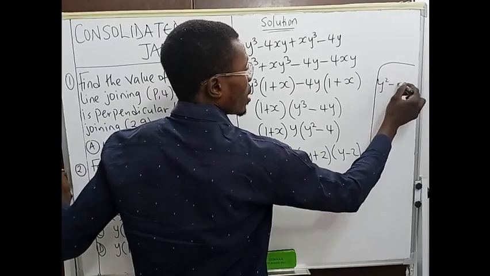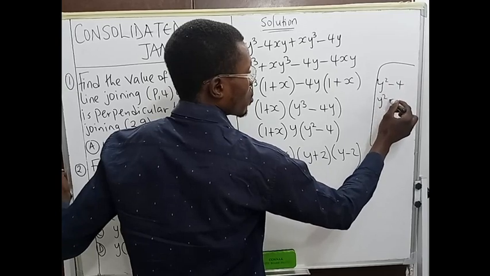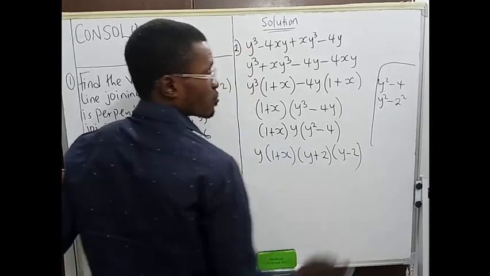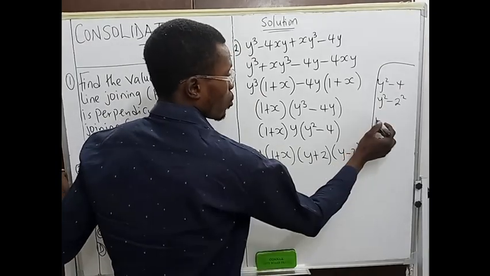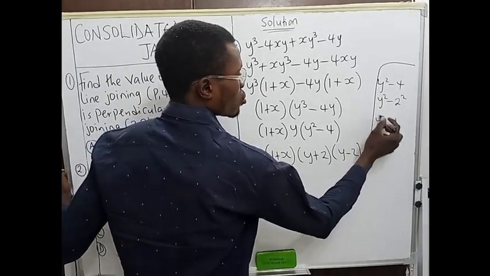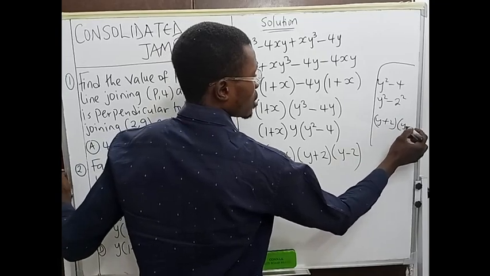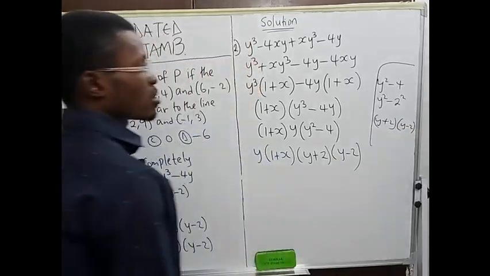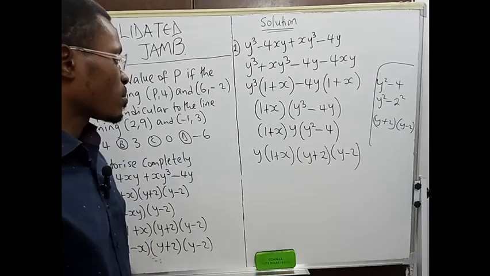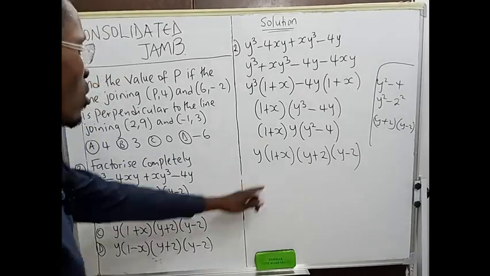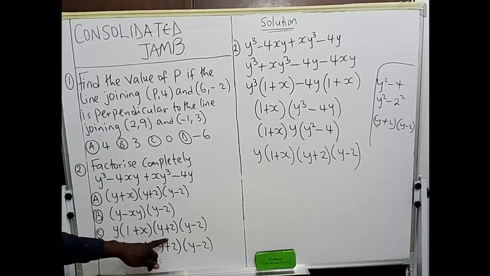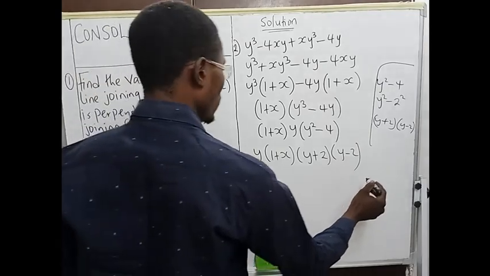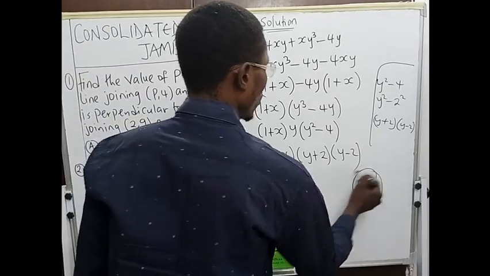Y squared minus 4 can be expressed as y squared minus 2 squared. This is the difference of two squares. And by definition, this is equal to y plus 2, that is the product of the sum and the difference. That's what I have here. So do I have my answer now? Yes, and that's given by option C, y(1 plus x)(y plus 2)(y minus 2). So option C gives the correct answer for this question.